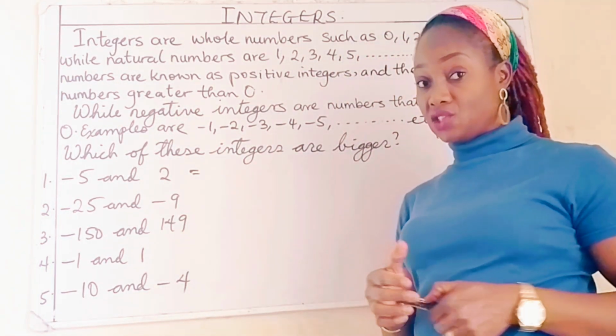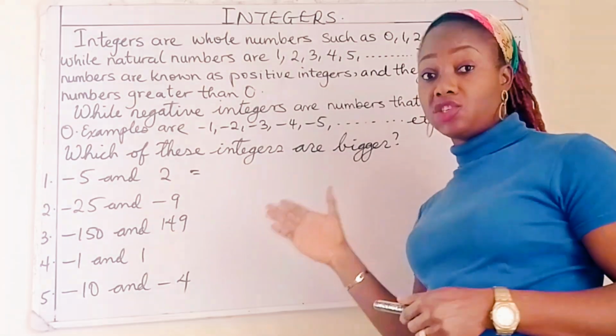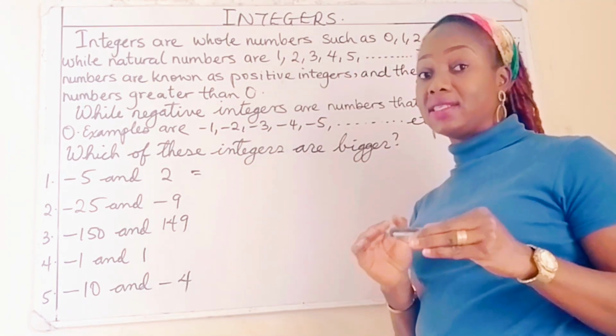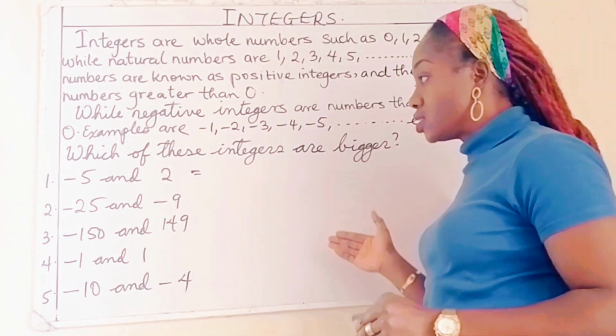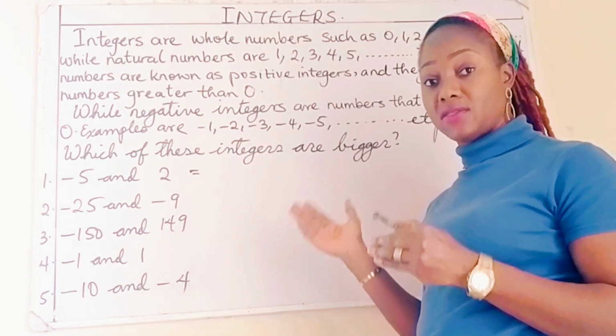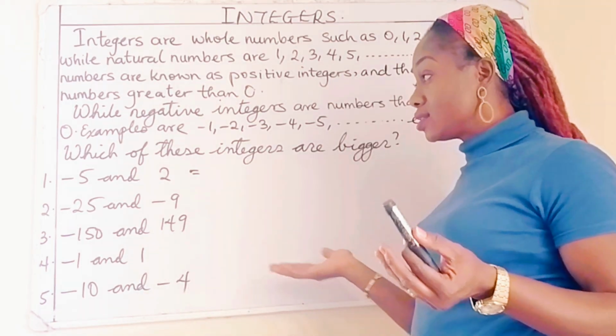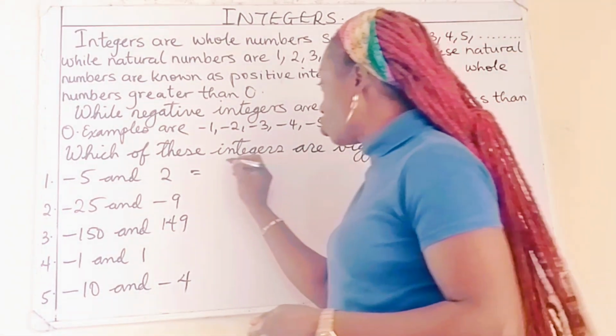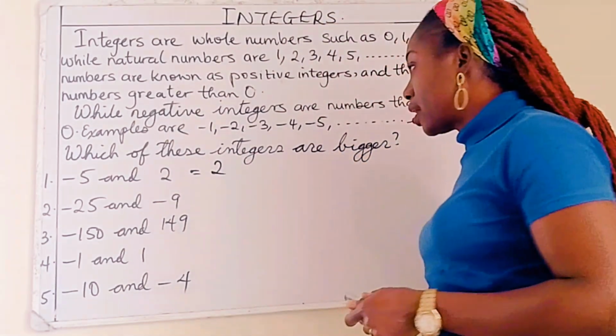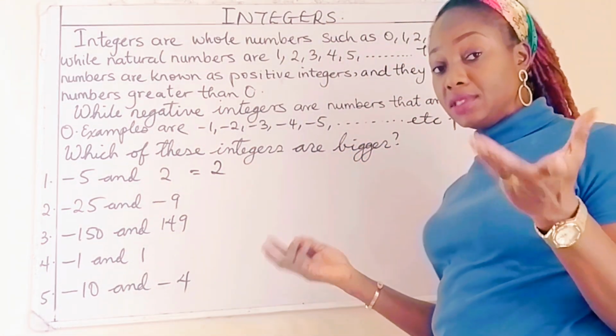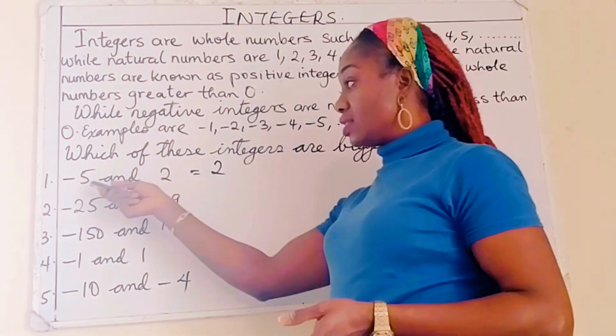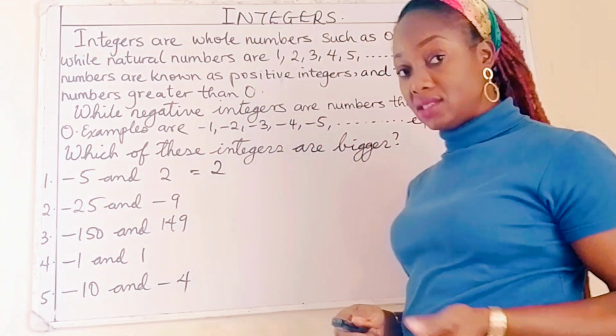-5 is a negative integer, right? And we said negative integers are numbers that are less than 0, while positive integers are numbers that are greater than 0. In other words, the bigger number here is 2. Okay? Because 2 is greater than 0 and also greater than -5 because it's less than 0.